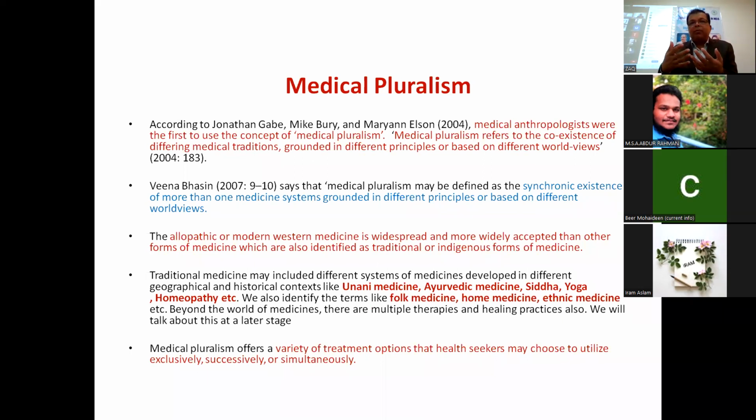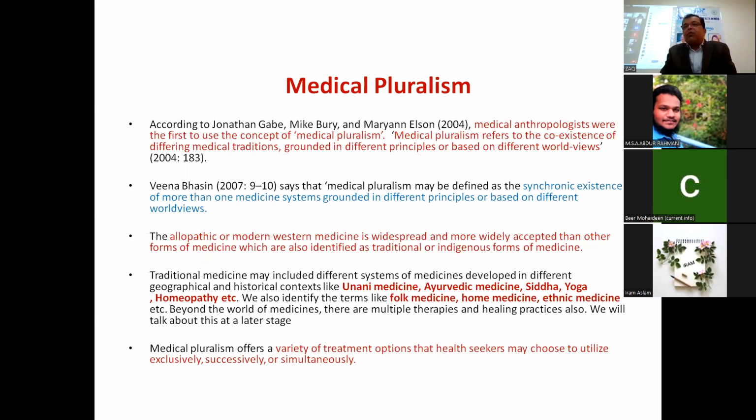It has been defined by different people. I've presented some of these definitions here. You can go through these definitions. Medical pluralism refers to the coexistence of differing medical traditions grounded in different principles or based on different worldviews. Now, this is very important.